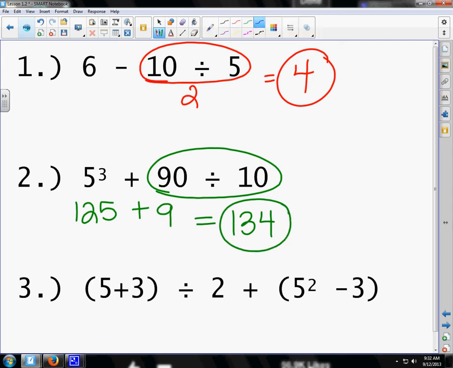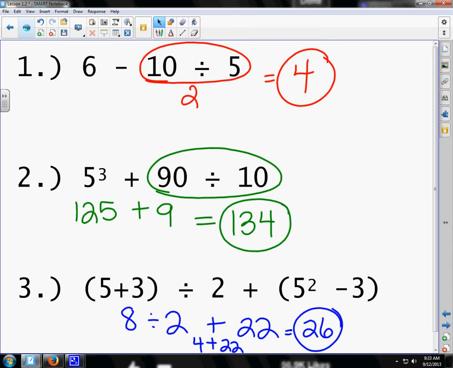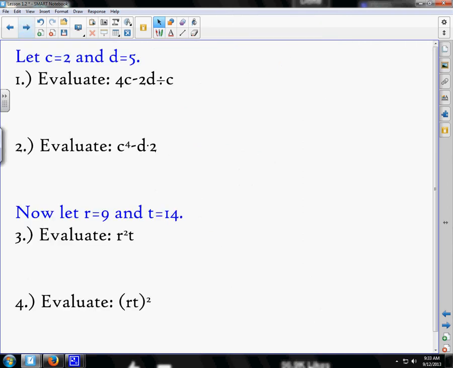Now, this I need to do parentheses first, so I'm going to do 5 plus 3 and get 8. Divided by 2, I'm just rewriting that part, plus, and then I'm going to do this, and within these I need to do the exponent first, so that's 25 minus 3, which is 22. So 8 divided by 2 is 4, plus 22 is 26. All right. And then I want you to try these 4 problems, and then we will go over them.